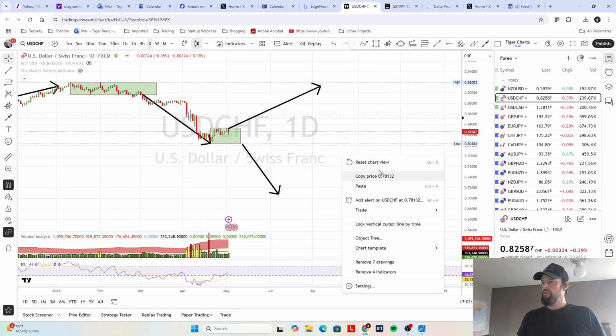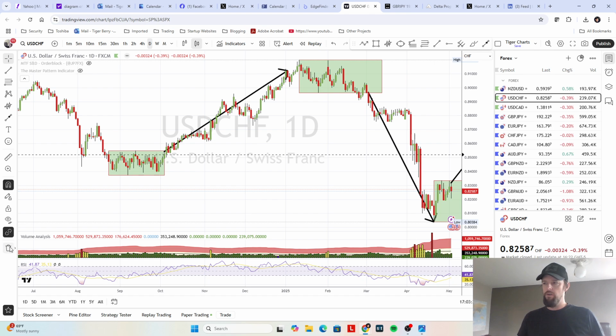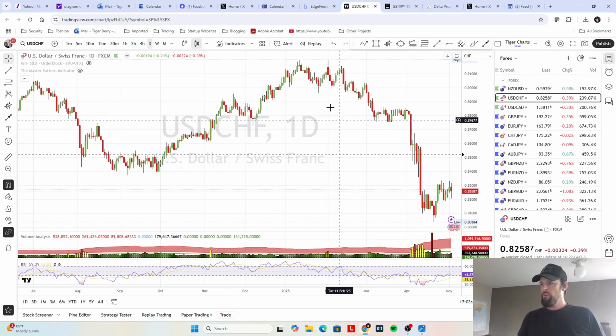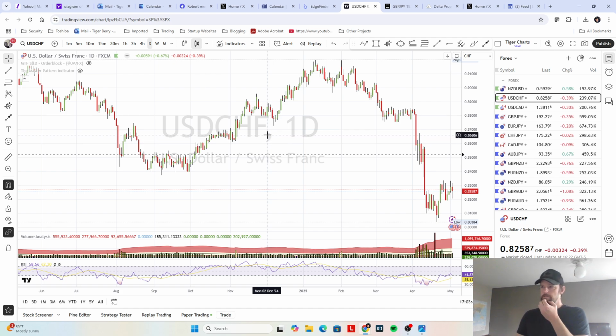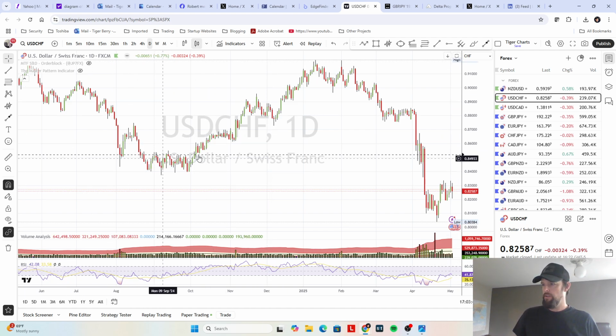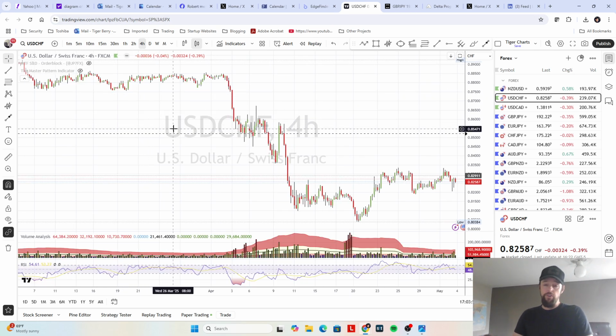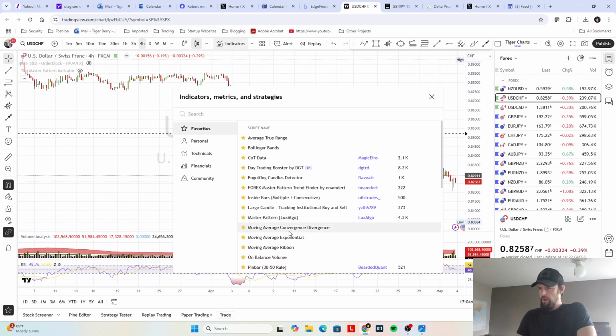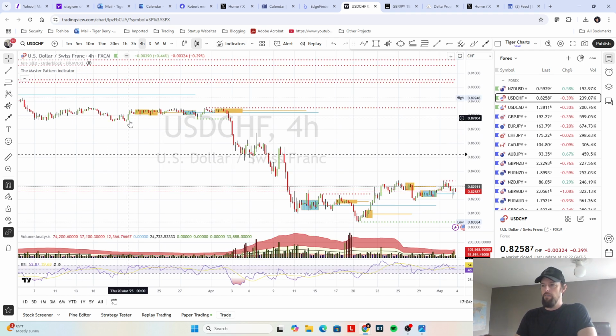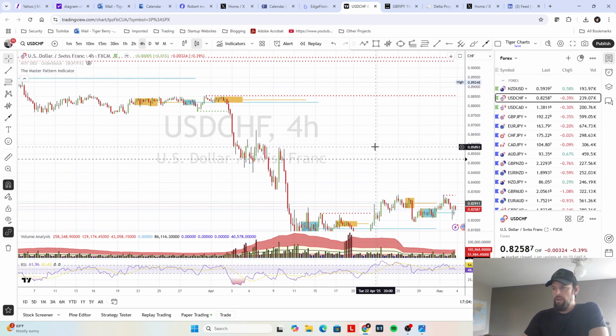So, if I reset my chart and get rid of all my drawings, the best thing for me to do is just to turn on my master pattern indicator. So I'm going to go down to a 4-hour time frame. If you use TradingView, which by the way is the best trading platform I've ever seen, you can go to your indicators button and type in master pattern indicator. I've got a lot of them that I follow, but master pattern right there, which I've got on my screen already.